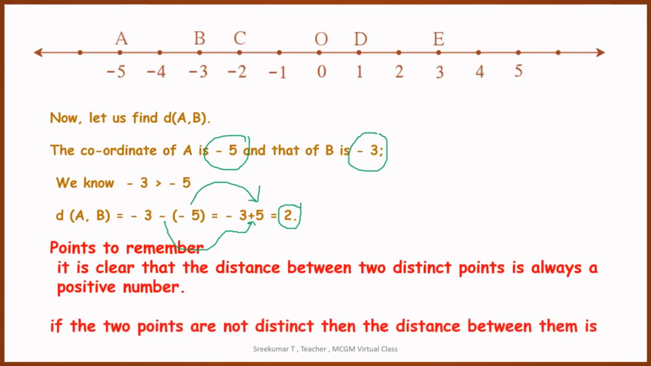Anyway, the distance between any 2 points will always be positive, and if the 2 points are not distinct, then the distance between them is 0. If the 2 points are not distinct, different, both are same, then there is no concept of distance between them. So naturally it will become 0, or there is no distance between them.